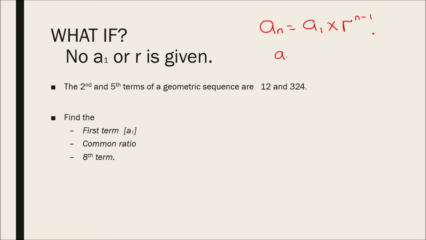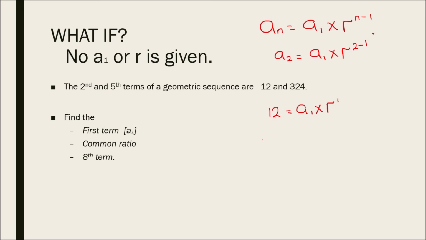So a2 should be a1 times r to the power 2 minus 1. 2 minus 1 is always 1. Sorry, yes, 2 minus 1 is 1. So our a2, that's 12, equals a1 times r to the power 1.